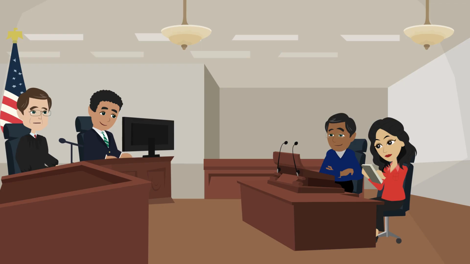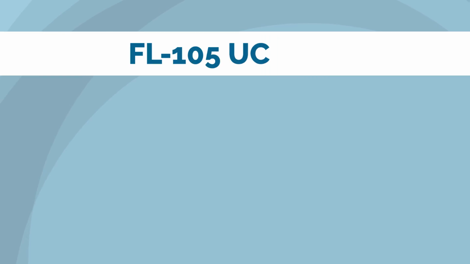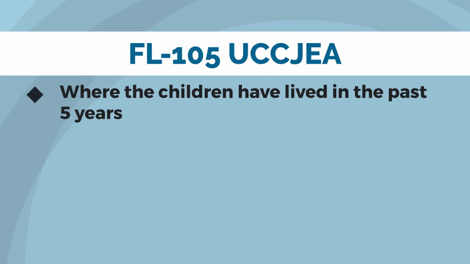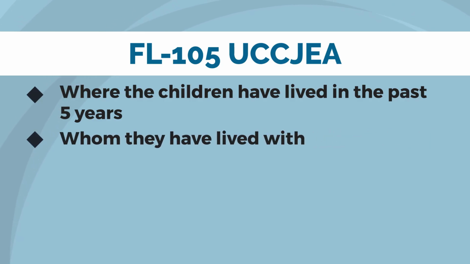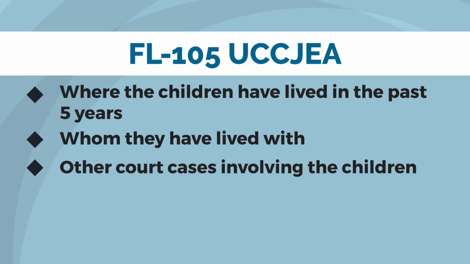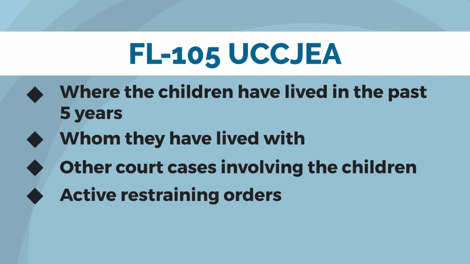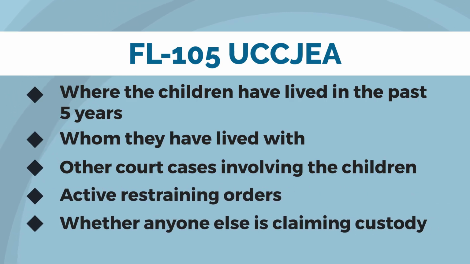This form is used by the court to determine whether the judge has the power to make orders regarding the children. The form asks for information about where the children have lived in the past 5 years and whom they have lived with, as well as any other court cases that may involve the children. You must also inform the court if there are any active restraining orders and whether anyone other than the parents is requesting custody of the children.